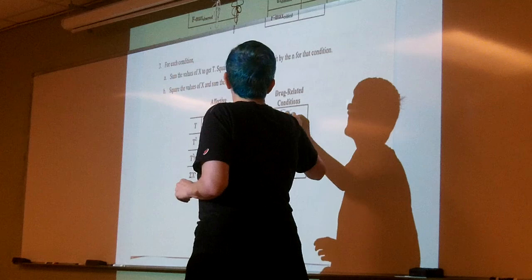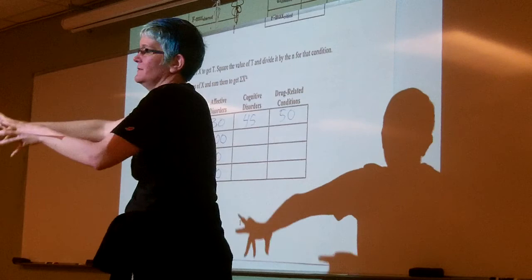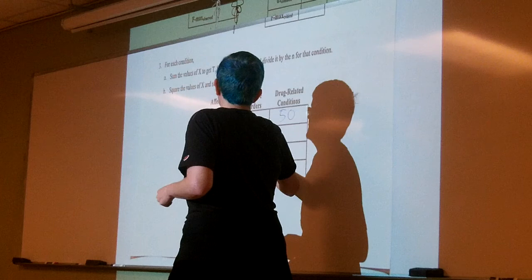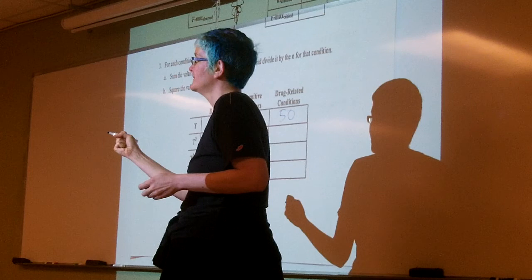Okay. Now, back to my eager team. That's my super quiet team. T squared for cognitive disorders. 2025. All right. For my somewhat shyer team, 2,500. Okay.